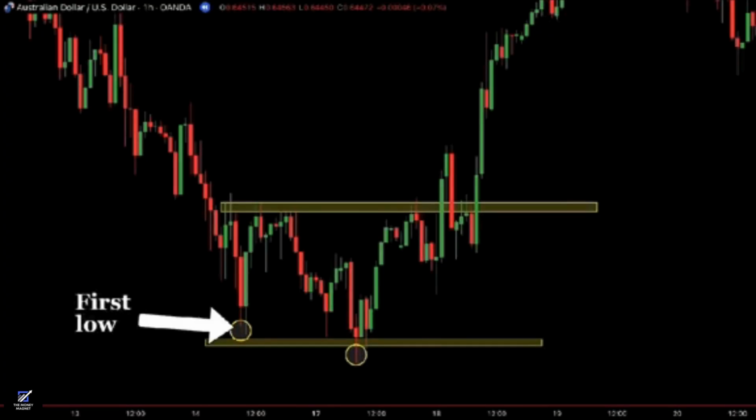First, low, price moves down and hits a support level. Pullback, price bounces up but then comes back down for another test. Second low, price reaches the same support level but fails to break below, showing that sellers are weakening.